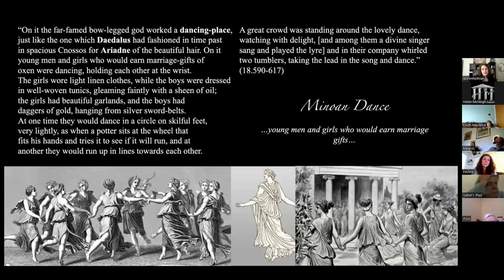On it, young men and girls who would earn marriage gifts of oxen were dancing, holding each other at the wrist. The girls wore light linen clothes, while the boys were dressed in well-woven tunics, gleaming faintly with a sheen of oil. The girls had beautiful garlands, and the boys had daggers of gold, hanging from silver sword belts. At one time, they would dance in a circle on skillful feet very lightly, as when a potter sits at the wheel that fits his hands and tries to see if it will run. And at another, they would run up in lines towards each other.